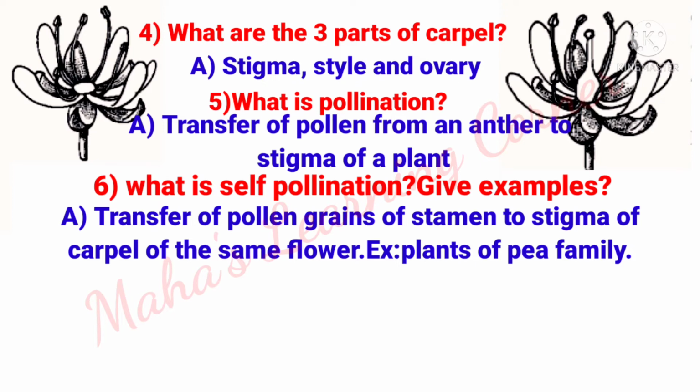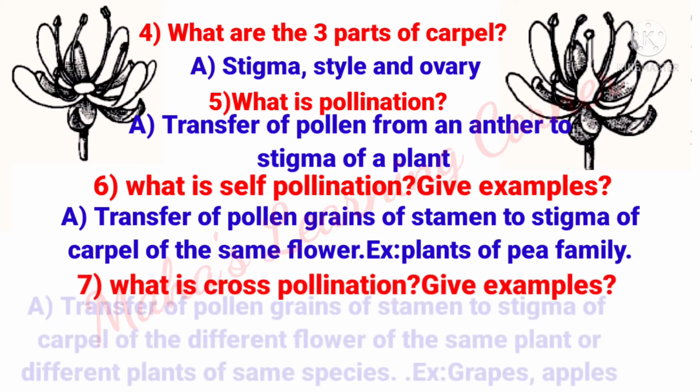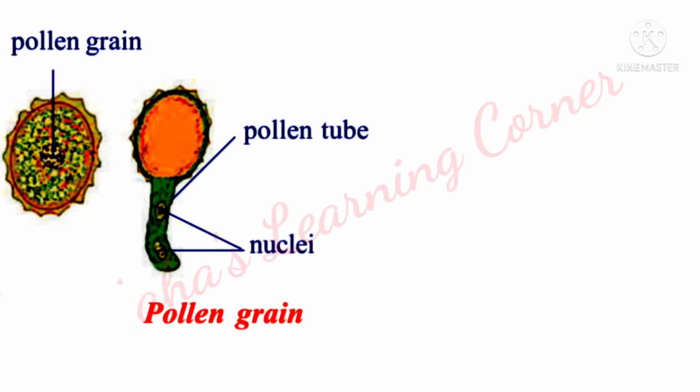Examples, plants of pea family. Next, what is cross pollination? Give examples. Correct answer, transfer of pollen grains of stamen to stigma of carpel of a different flower of the same plant or different plants of the same species. Example, grapes and apple. This is a pollen grain.